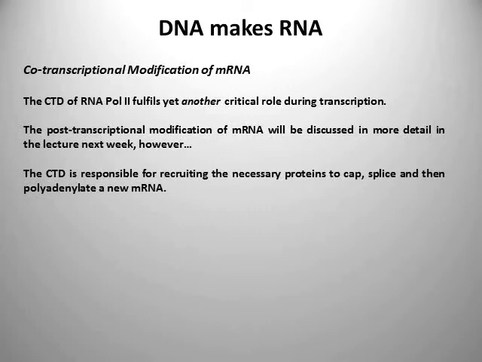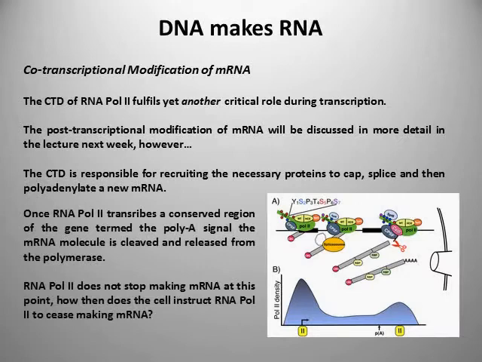So again, it's not the case that the cell waits until an mRNA is completely produced and then modifies it. Literally, as the mRNA is emerging from the polymerase, it starts undergoing modification. So it's a coupled process. But it's the C-terminal domain of RNA polymerase II that seems to interact with and bring in the other enzymes and proteins required to make these modifications.